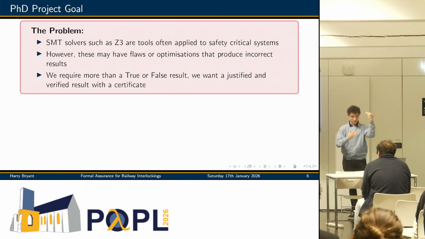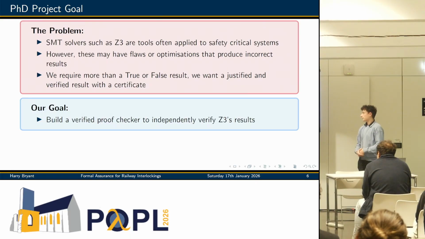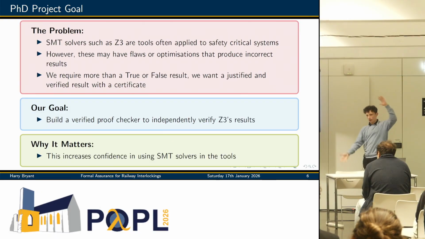And we want more than a true or false result. And if we do this proof checking, we get an actual certificate. And so my goal is to build a verified proof checker, which will independently verify Z3 rather than Z3 just saying, yep, it's great. And why this matters is it increases the confidence of using the verification tools in that overall tool chain I showed you just now.